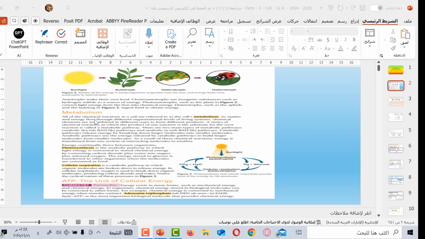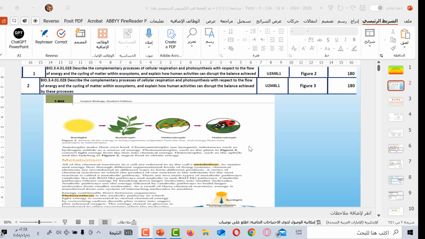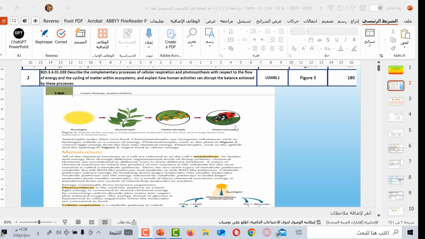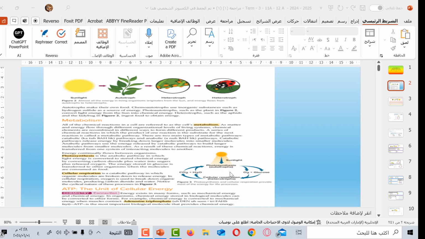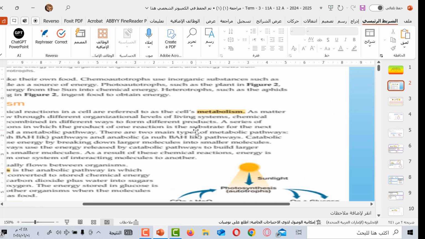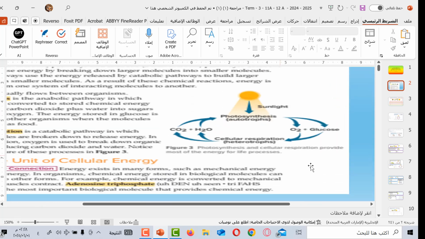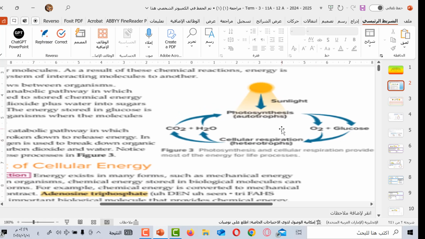Okay, it studies the metabolism, the photosynthesis. I think yes, the figure 2. This is figure 2. If we focus on it, we will see it studies two processes. Process number 1, photosynthesis. Process number 2, cellular respiration.